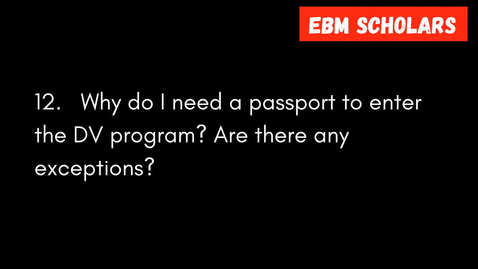We don't include dependents. So if I'm going to apply as a main applicant, I will need to have a passport. If I add my wife and two, three, or four children, the spouse and the children don't need to have passports to be included in my application. Meaning if I win, I can come with them.